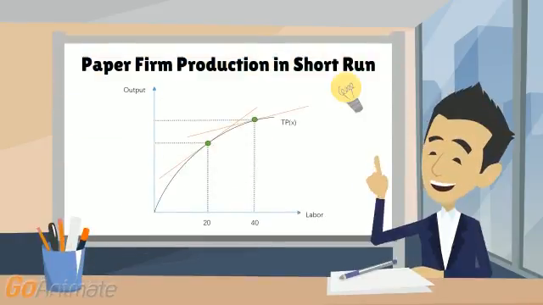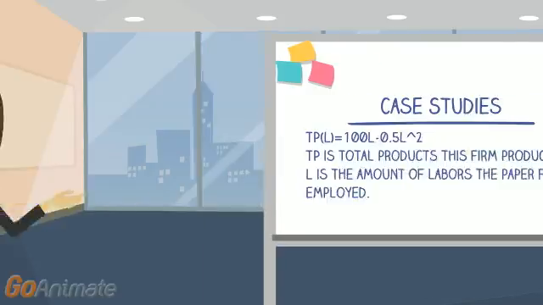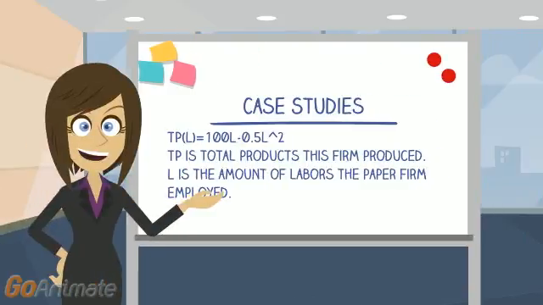And next, I would like to show you an assumption of how to calculate the marginal product with the total product curve. Here's the graph of the paper firm production in the short run. We are going to calculate when the labor is 20 and 40, what's the marginal product. In this case study, we assume that the function of labor and total product is TP equal 100 multiply L plus 0.5 L squared, and TP is total product, L is the labor hired by the firm.